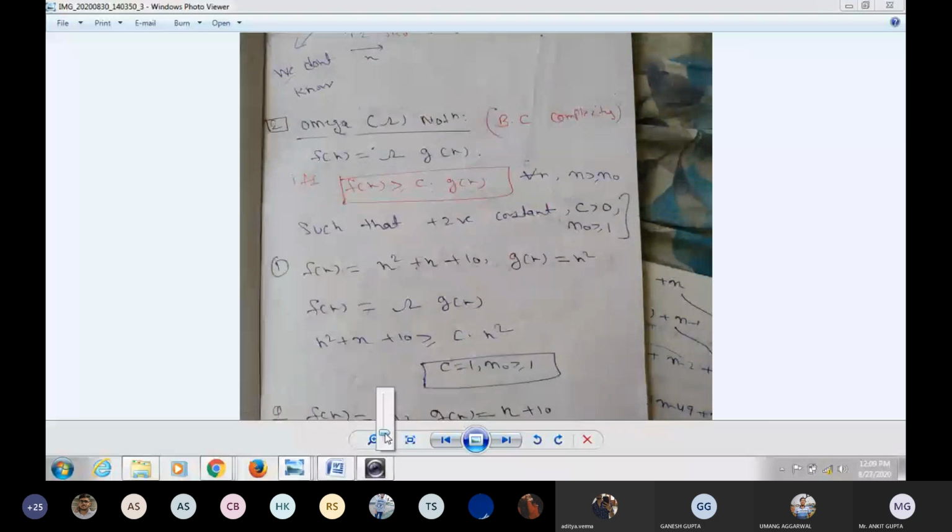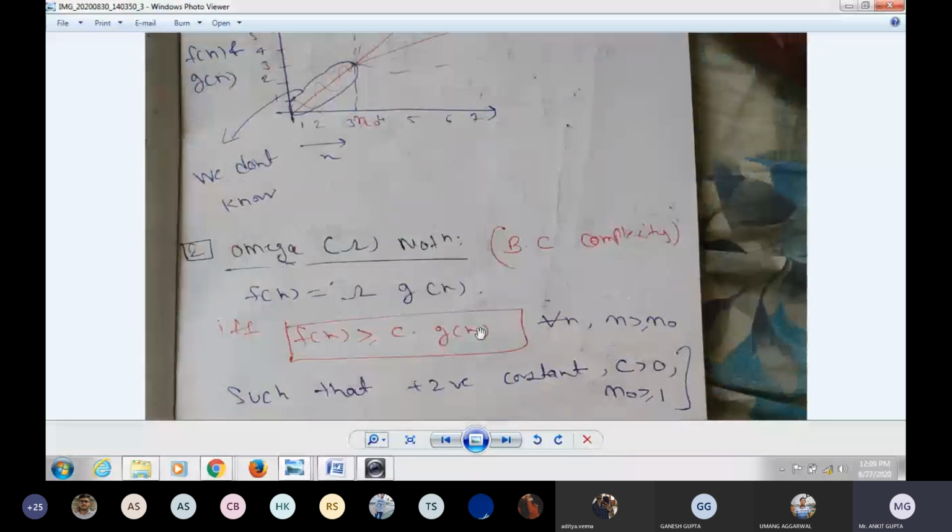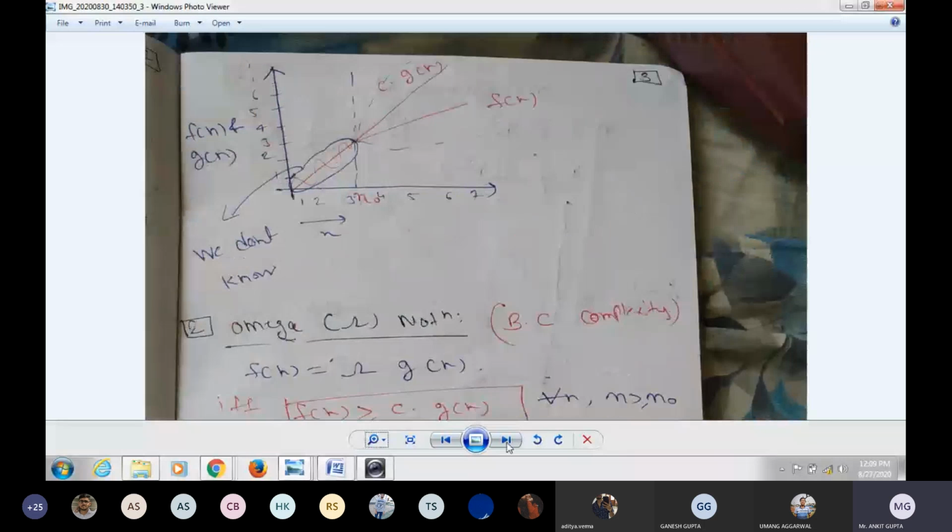Now you can see the graph only. Tomorrow I will discuss the omega notation. Please try to understand this graph. Suppose on the y-axis f(n) and g(n) are two functions, and on the x-axis is n. Till now, before I get the value of n naught, I am not sure which will be greater, f(n) or g(n). I cannot comment on anything.